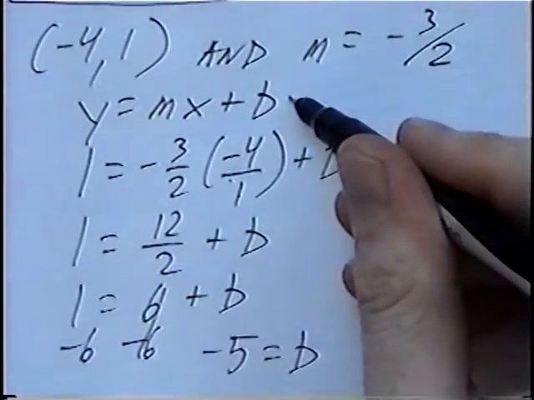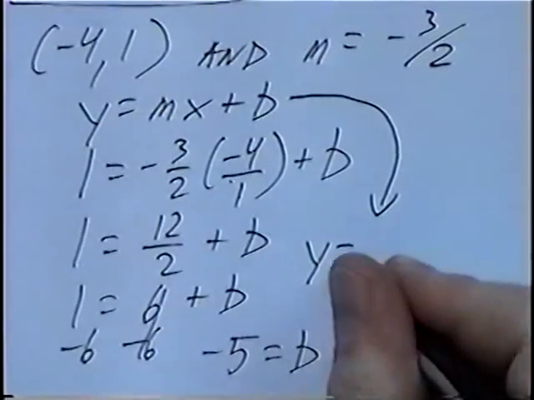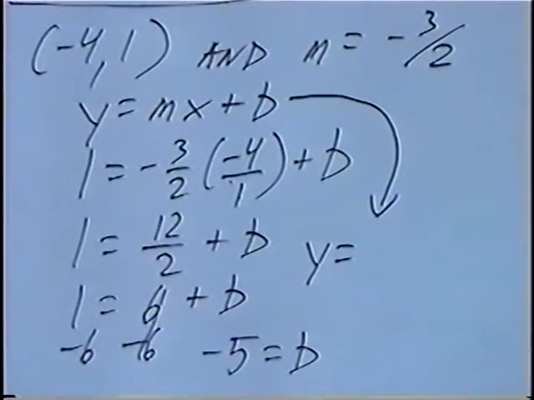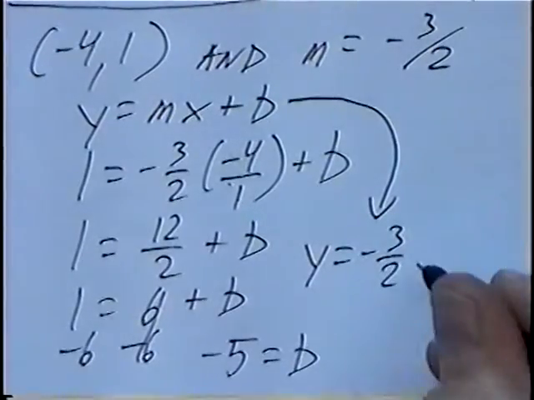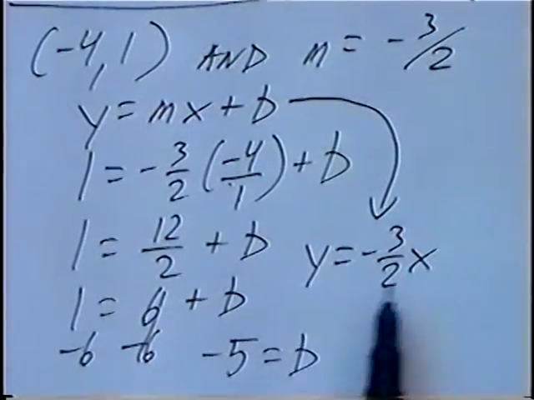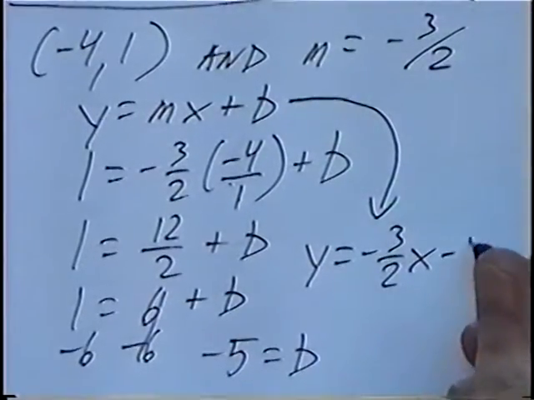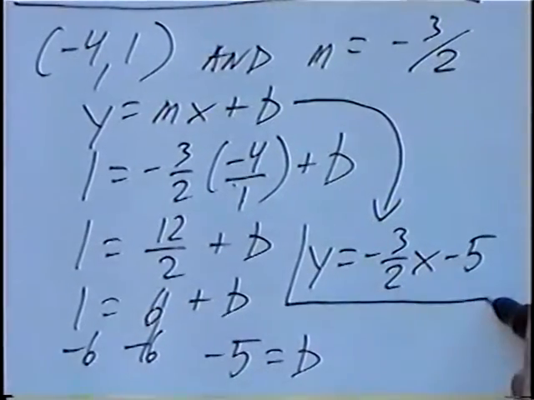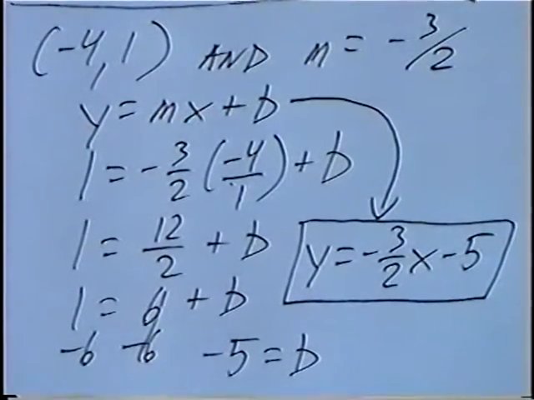What we'll use is this top equation, y equals mx plus b. So our answer will be y equals m, which the original slope was given, -3/2, and we'll leave x and y in the equation, and instead of b, we'll use the value -5. So the equation of the line would be y equals -3/2 x minus 5.